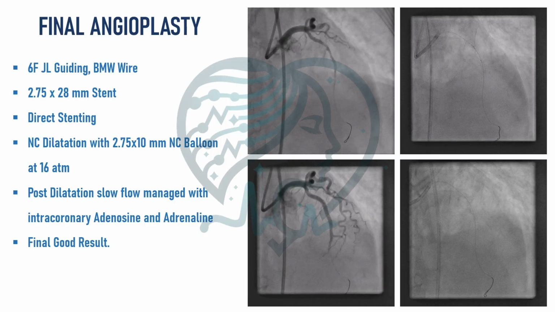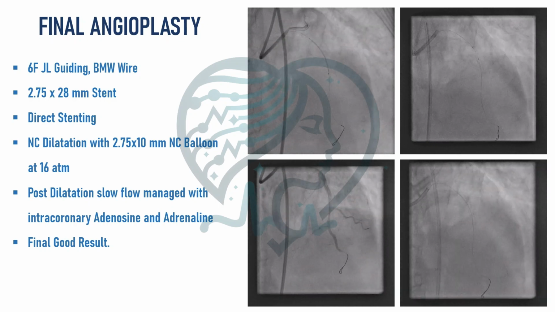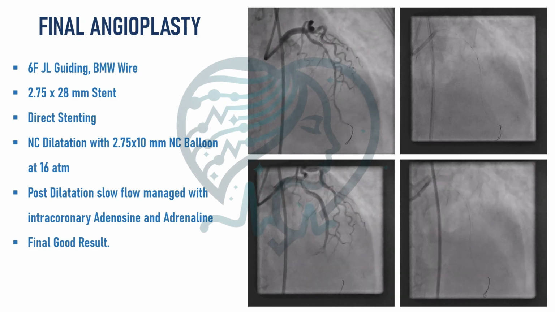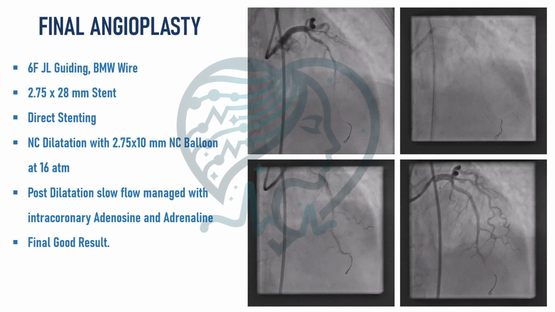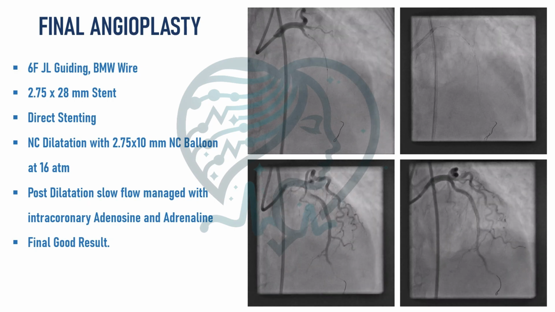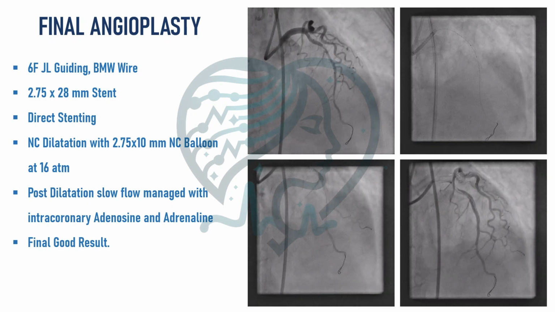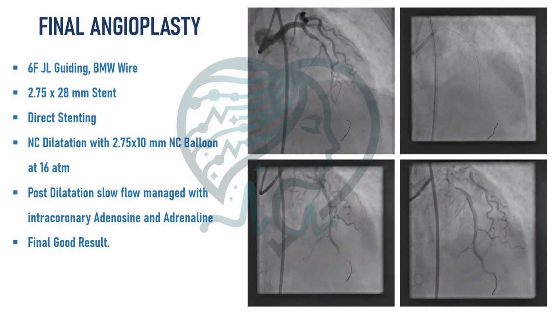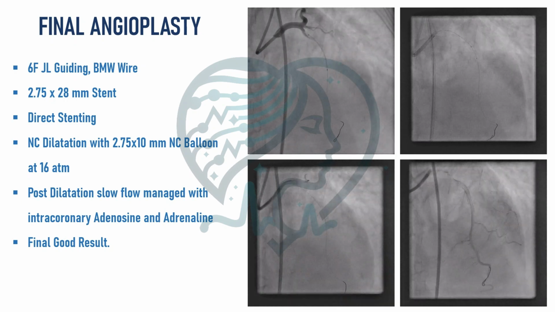So finally I could retrieve the stent, and then this was the final angioplasty. I took the same guiding, same wire, a longer stent, did direct stenting, and dilated with an NC balloon. The post-dilatation slow flow was managed with intracoronary adenosine and adrenaline, and it was a good result.